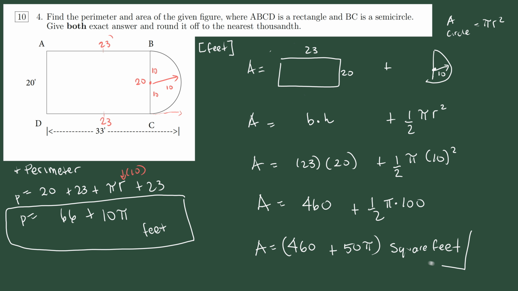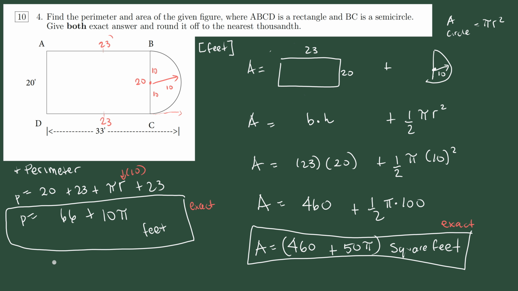Are we done with everything? Looks like it. However, if you recall, if you read the instructions, it says give both the exact answer and then round it to the nearest thousand. So both of these answers were the exact solutions. We need to find the approximate solution in order to receive full credit, because just for this particular problem, they're telling you to give both of them. Okay, so let's get to the habit of that.